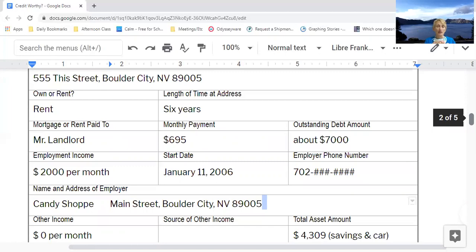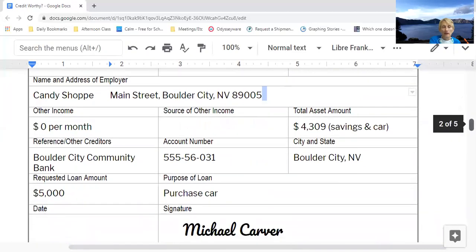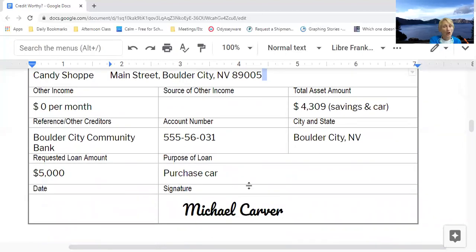He doesn't have any other income. So $24,000, 20% of $24,000, we're at about $4,800. So this guy should not have more debt than $4,800. So when I see here that his outstanding debt is already about $7,000, then I'm going to be pretty hesitant. It is a car loan.